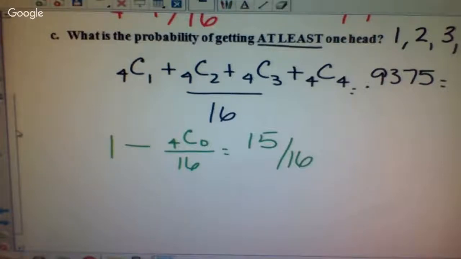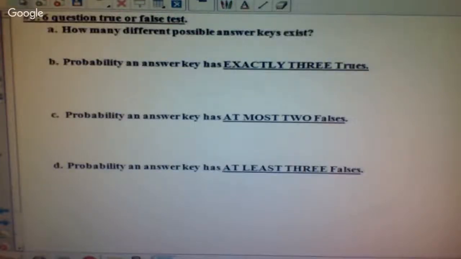All right. Let's take a look at the next one. We've got 6 questions, true or false. The first thing I need to do is find the bottom number for all of my fractions. So each question, I have how many options? 2. How many times do I have to pick an answer?